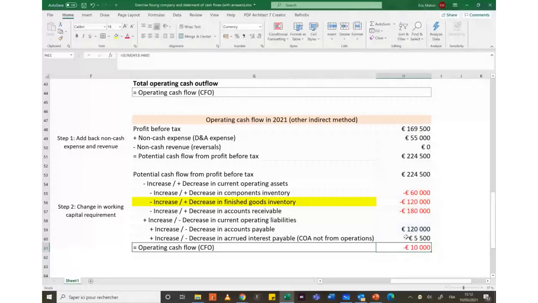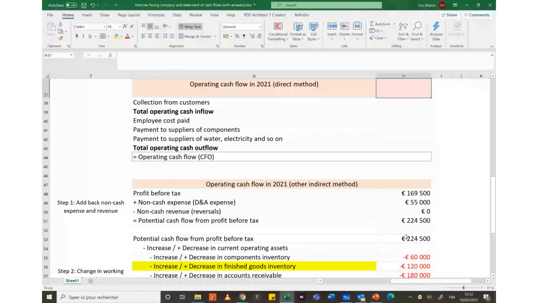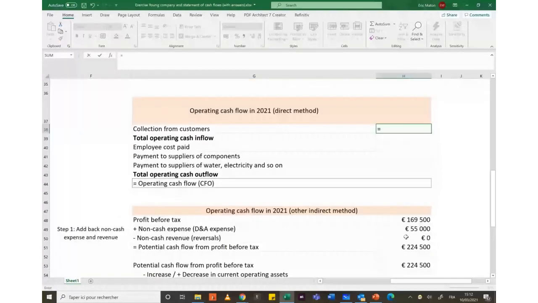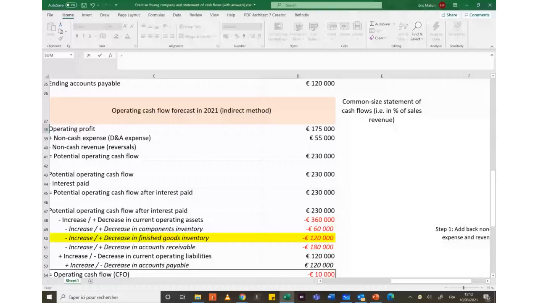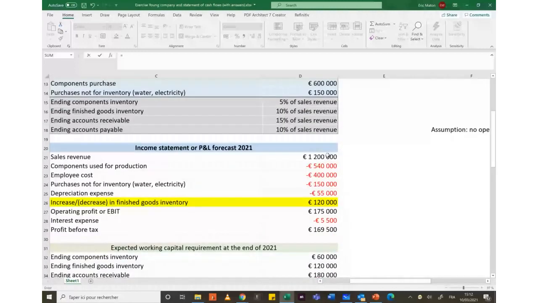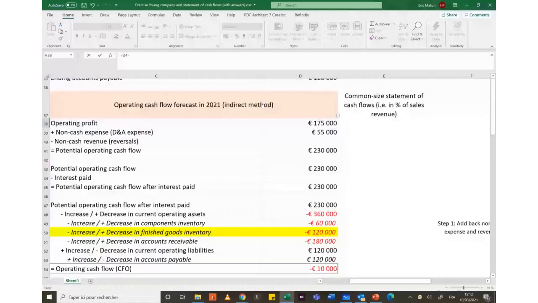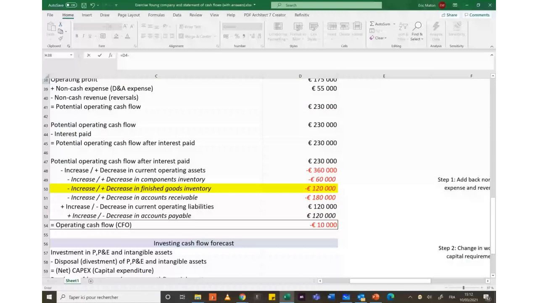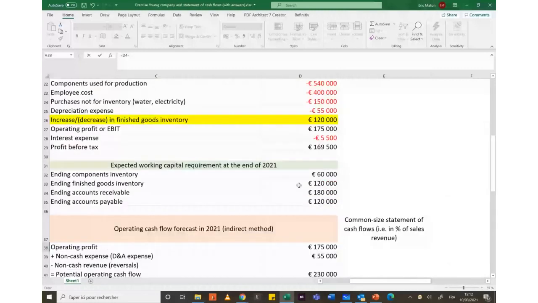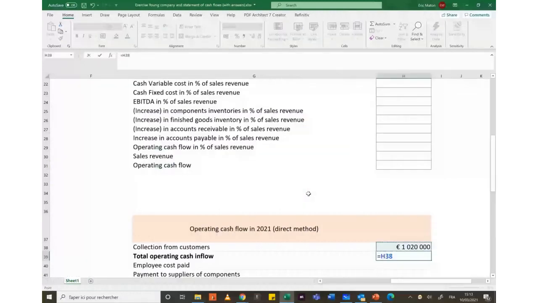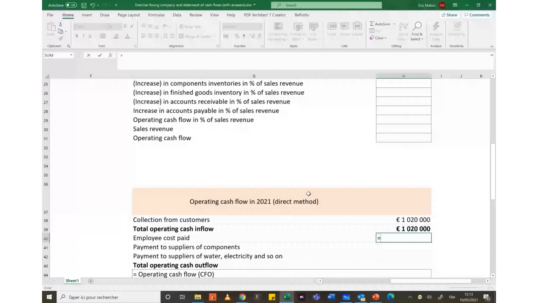With the direct method, we put the collection from customers. So we take the sales revenue minus the increase in accounts receivable. So the increase in accounts receivable is here because we don't have opening accounts receivable. So minus the ending accounts receivable. So we have 1,020,000.